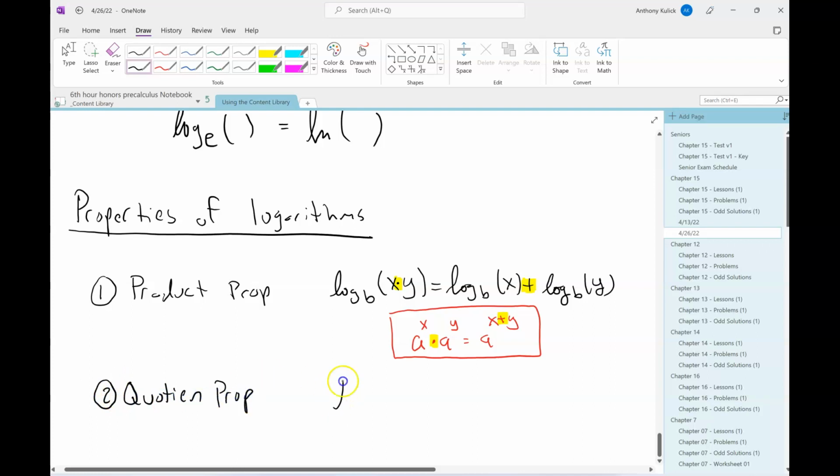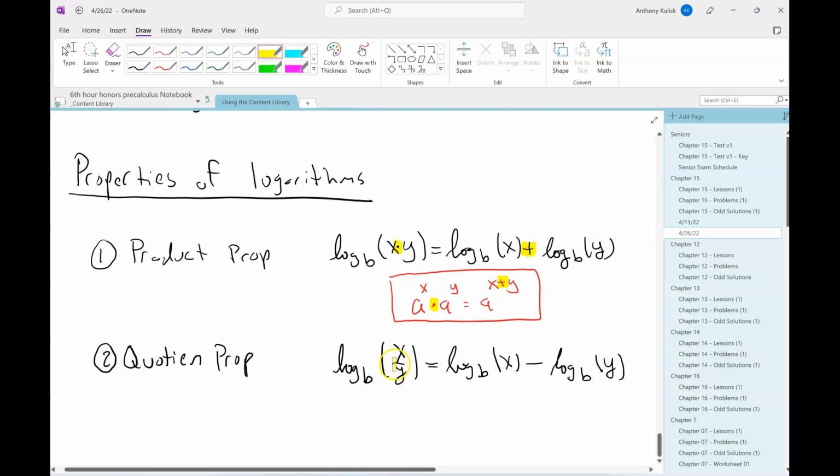The quotient property is the next one. So we have log base b of x over y. Hopefully at this point, it would not be surprising to see that this is going to be log base b of x minus log base b of y. Again, you're seeing that division inside the logarithm turns into subtraction outside the logarithm.